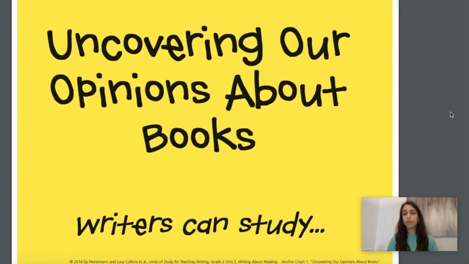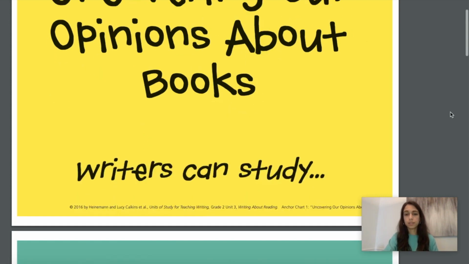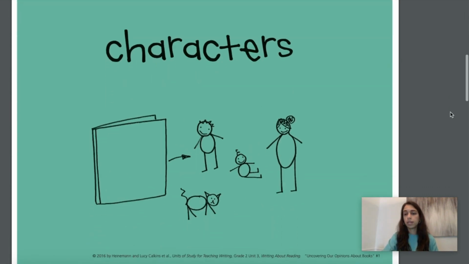So when we're coming up with reasons to support our opinion, specifically with a book, there are some different parts of the book that we can look at to find those reasons. So to start, we might look at the characters and think about, was there something about the characters that made me like or dislike the book, depending on what your opinion is. So remember, I'm writing about Days with Frog and Toad.